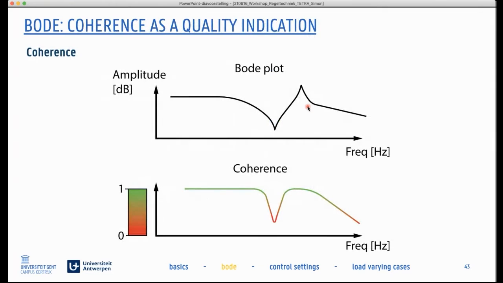Well, there is one parameter that you get for free, and it's the so-called coherence. In our scripts, you not only get the Bode plot with the amplitude and the phase, you also get the coherence. And the coherence is a value between 1 and 0, where 0 means total rubbish, and 1 means very good quality. So you need to have this coherence as high as possible, as close to 1 as possible.